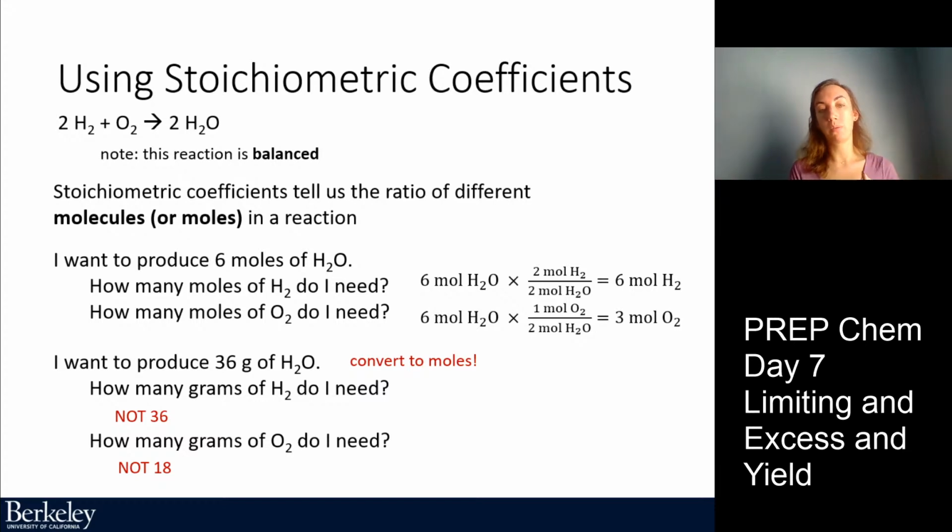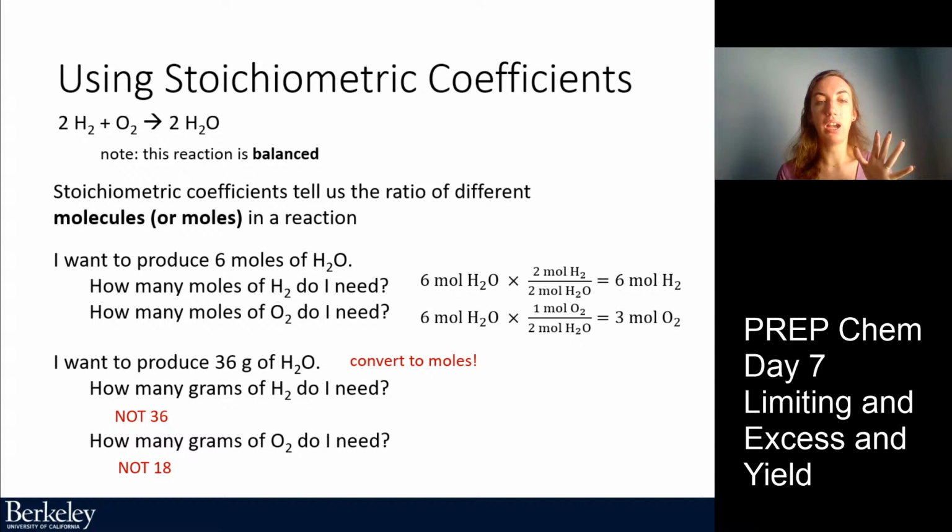There are a lot of problems with this, but one check that you can do is that mass needs to be conserved. So I'm starting out with 36 plus 18 grams, and I'm ending up with 36 grams. So 18 grams is just disappearing, going from reactants to products. So this can't work. And the reason it doesn't work is that those stoichiometric coefficients are giving us a ratio only in units of moles.